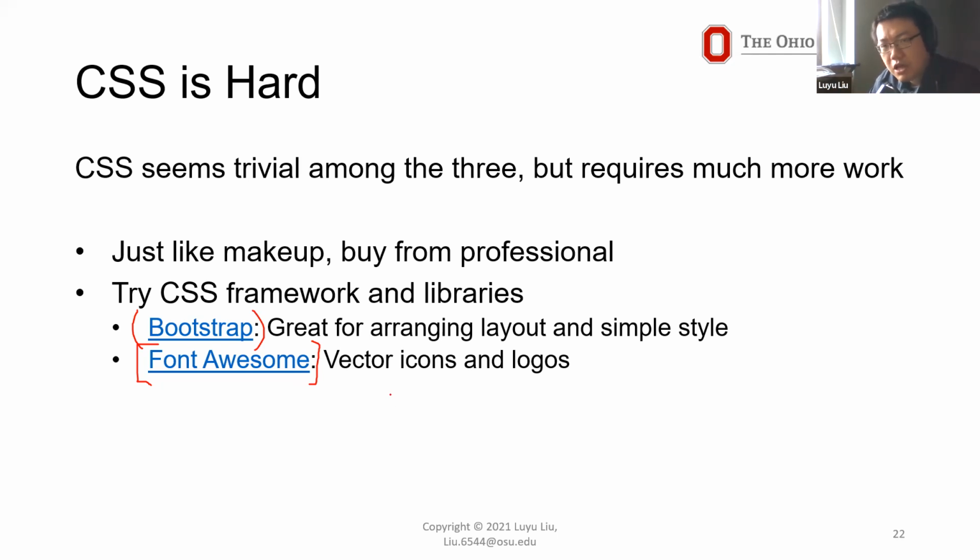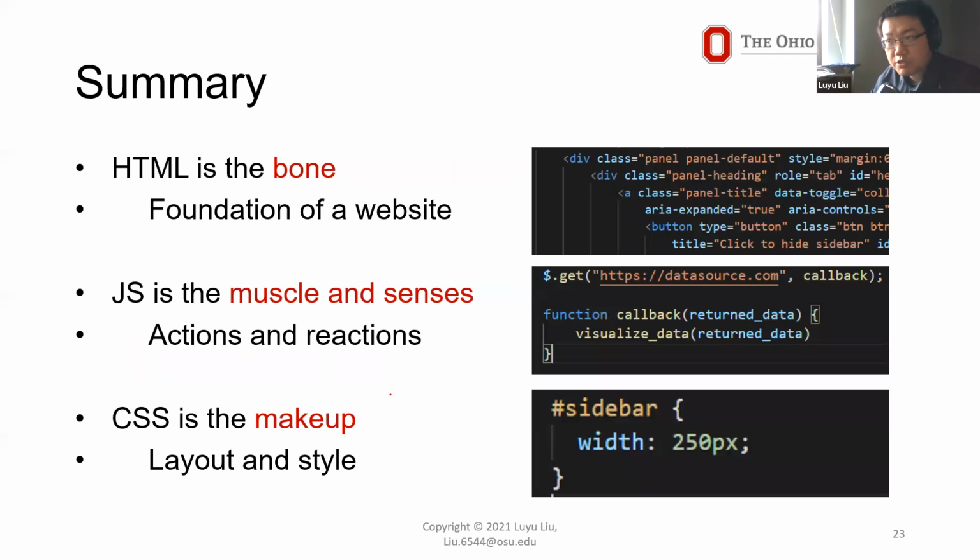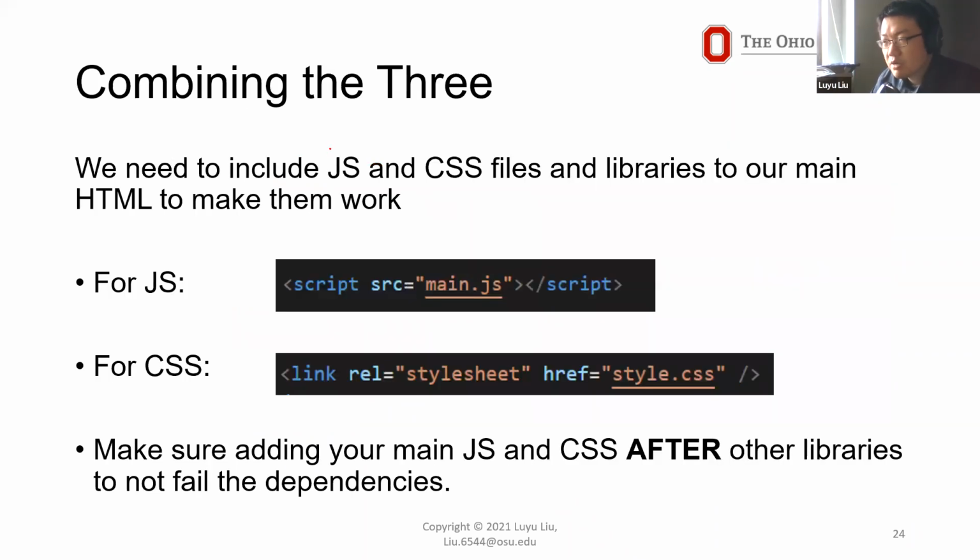But anyways, let's go for our summary, right? As we talked before, HTML is like the bones. It's the foundation of a website. And JS is the muscles and senses. We can see things, we can do some things, right? It's like action and reaction. CSS is the makeup. So it's like layout and styles, right? And these three, we want to combine them, right? So that's why we are combining the three.